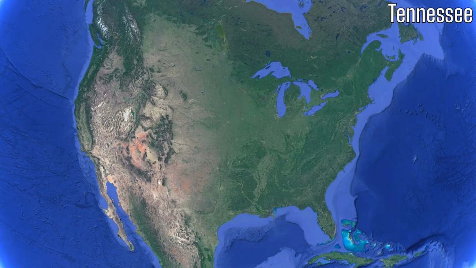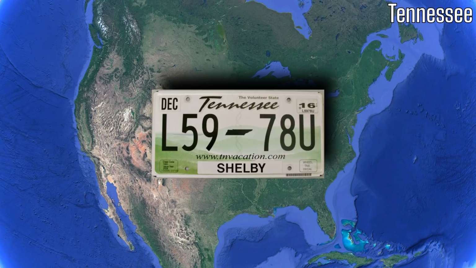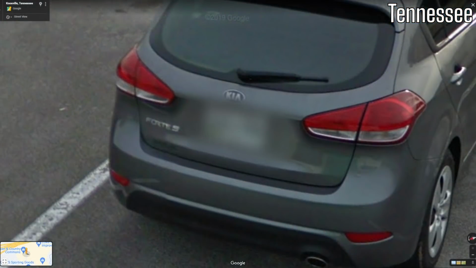Tennessee is a nice and simple one for us. Its license plate features green hills and a white sky. It looks pretty distinct when blurred, but it can be a little hard to spot sometimes. Keep a close eye out for those green blurs.